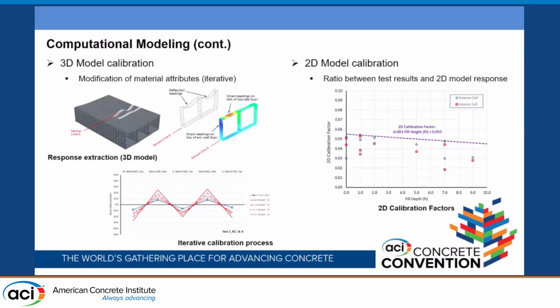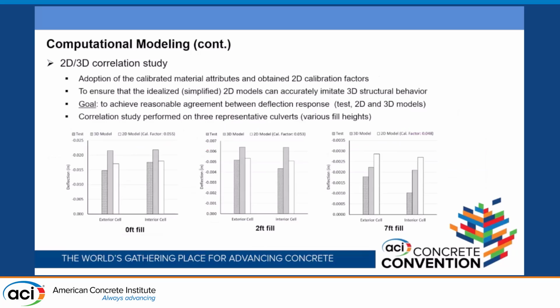We took this a little further to make sure that we are not losing any aspects of three-dimensional behavior while going from the 3D model to the 2D model. So we did what is called the 2D-3D correlation study. We picked 3 culverts out of the 10 that we tested: one without fill, one with 2 feet of fill, and one with 7 feet of fill. We plotted the deflections from the test, from the calibrated 3D model, and from the 2D model with calibrated properties and the applied calibration factor. And you can see across the board, these deflection values are very small, and they're generally in good agreement.